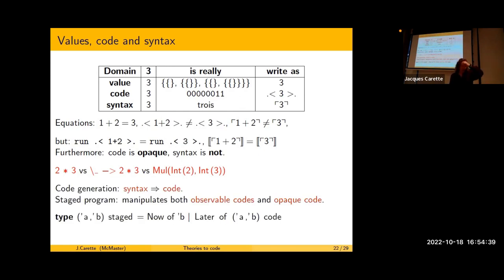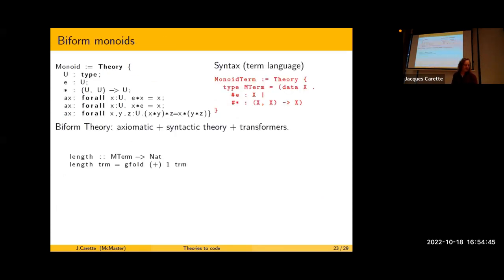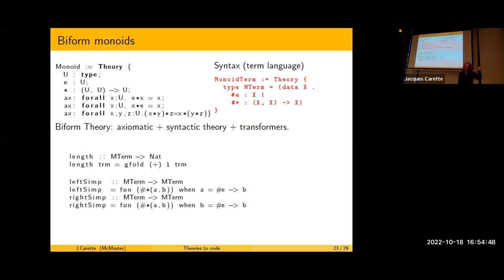Right, so from syntax, we can go to code. And we're back to automatic generation. I talked a lot about term languages. From the theory of monoids, I can come up with the theory of the syntax of monoid terms. This is derivable. You just throw away the types, you throw away the axioms, and you take the other two. You can parameterize this by variables as well, if you so wish. The interesting part is that things like length are a generic fold over the syntax, and that's fine.